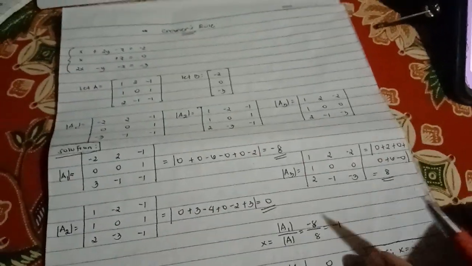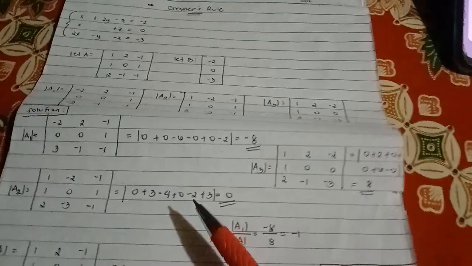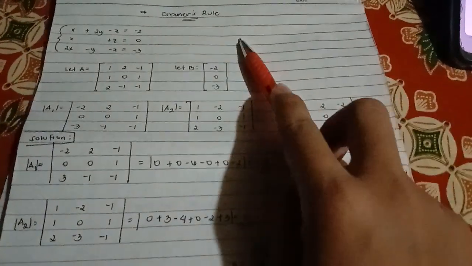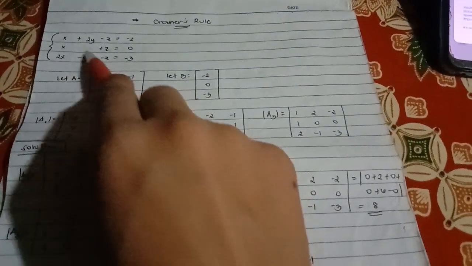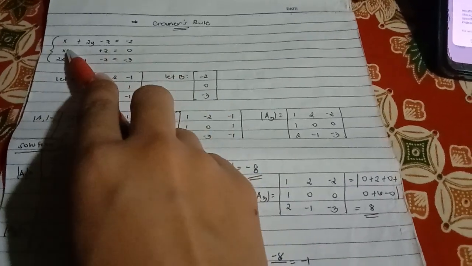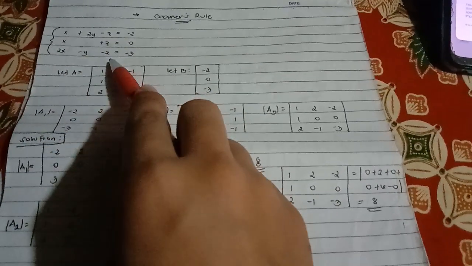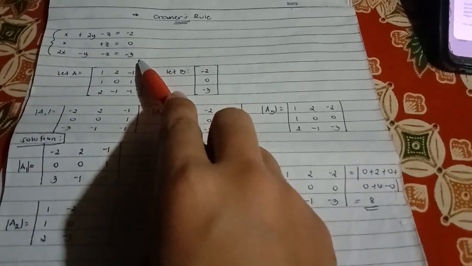Since we already done solving the Gauss-Jordan method and then the inverse method of the consistent equation or solution, let's move on to the Cramer's rule method. So the problem is x plus 2y minus z is equals to negative 2, x plus z is equals to 0, 2x minus y minus z is equals to negative 3.